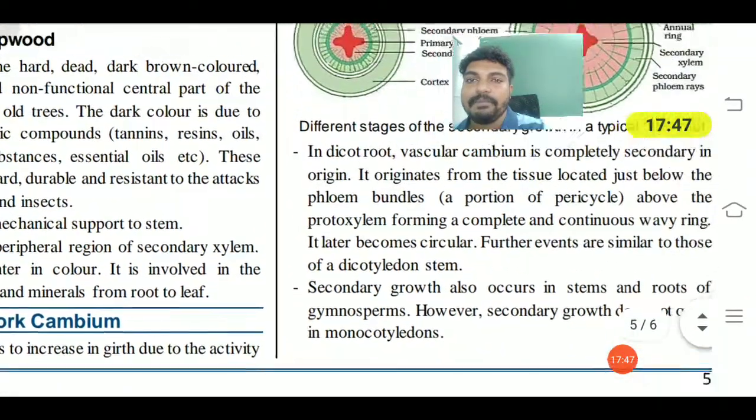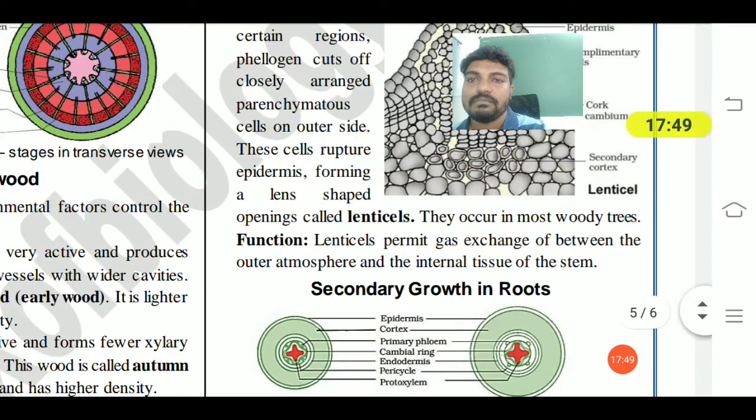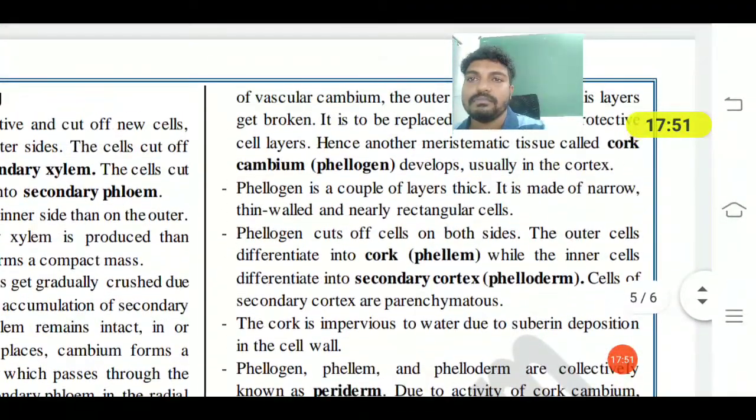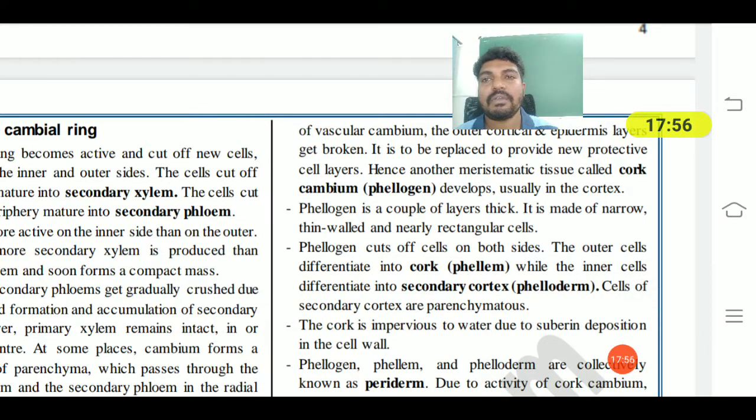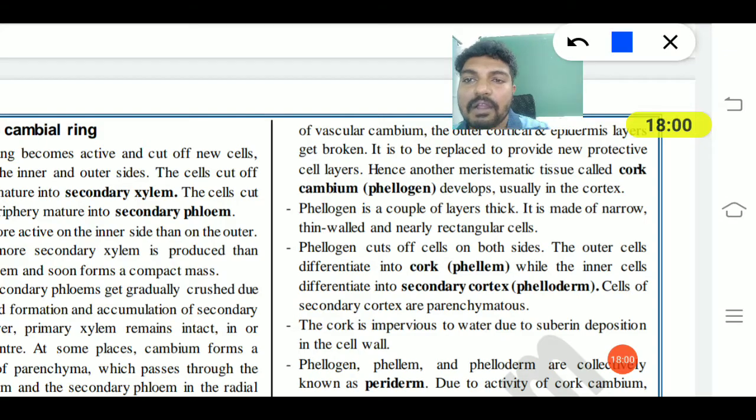So here cork cambium is called phellogen, and cork is called phellem. Secondary cortex is called phelloderm. The cork cambium, cork, secondary cortex, phellogen, phellem, phelloderm, collectively we call the periderm.